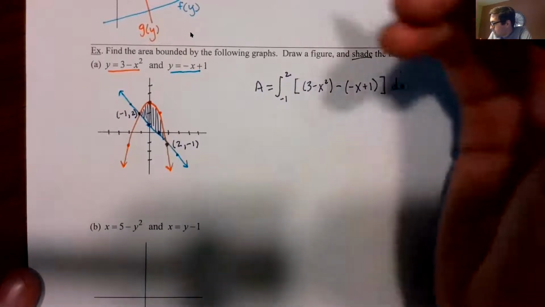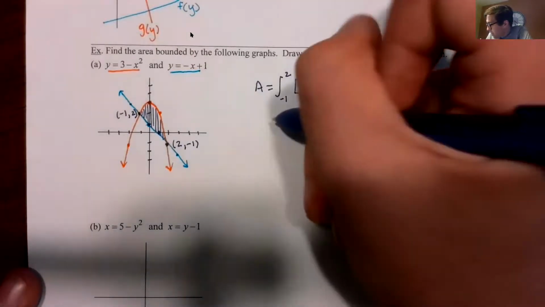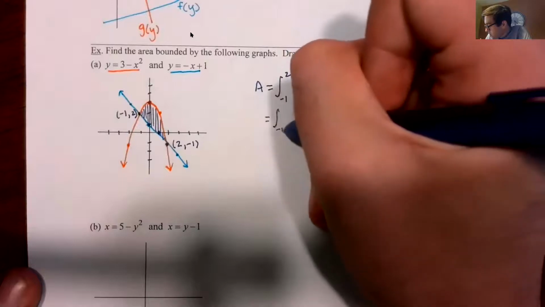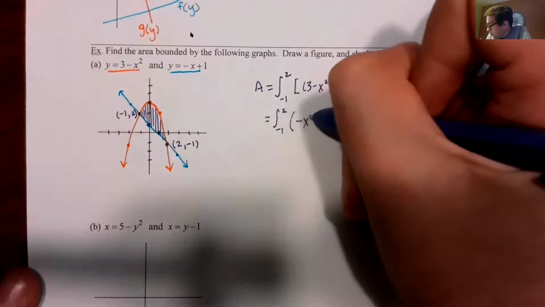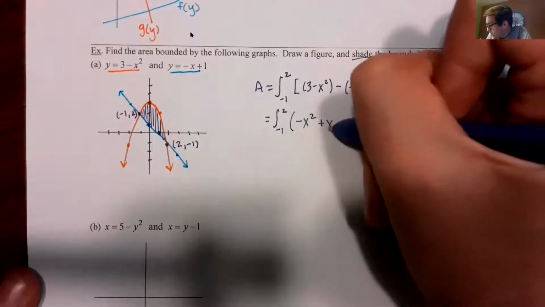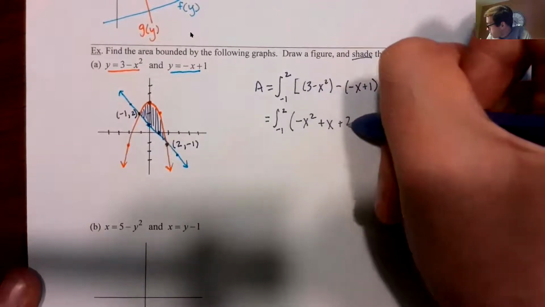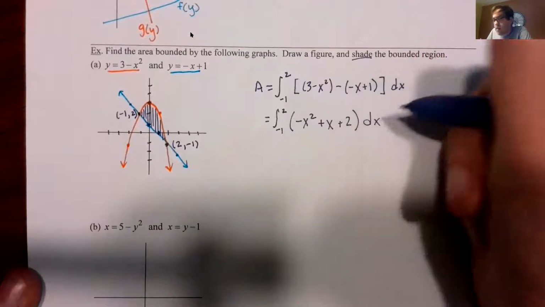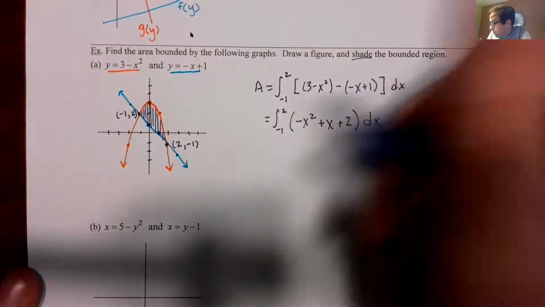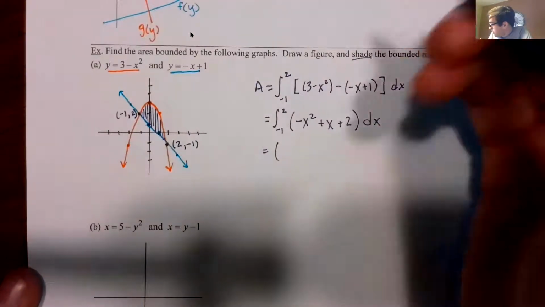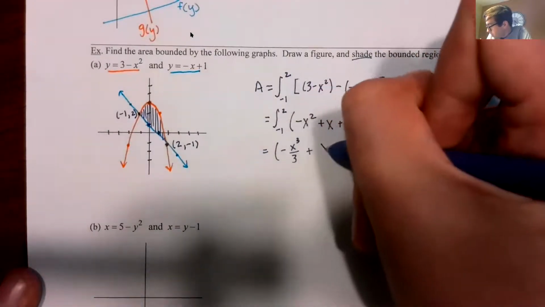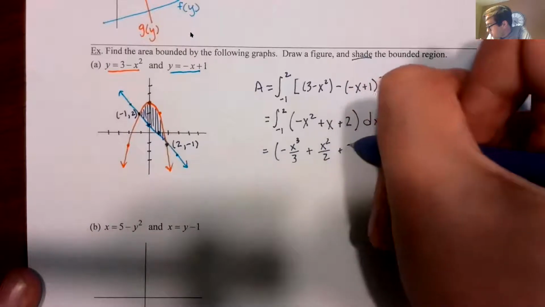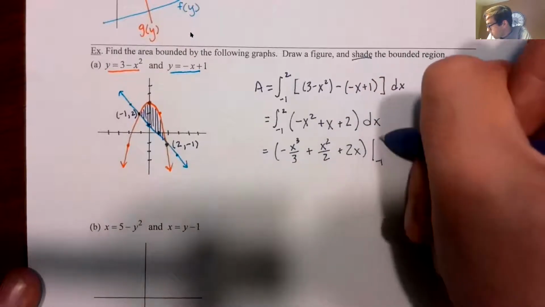So let's see what happens. I'm going to distribute the negative and combine like terms here. We end up with -x squared plus x plus 2, since 3 minus 1 is 2. And then I'm going to integrate. So I'm going to get -x cubed over 3 plus x squared over 2 plus 2x, from -1 to 2.